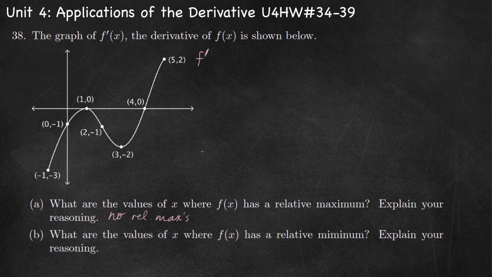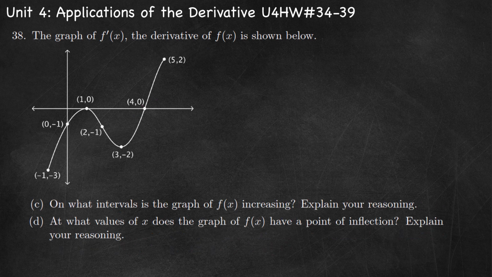What about values where f has a relative minimum? If f has a relative minimum, it's changing from decreasing to increasing. So the derivative, f prime, is changing from negative to positive. And that happens right here. The derivative is negative, and then all of a sudden it passes through the x-axis and it's positive. So right here at this point, (4, 0) is a relative minimum of f of x.